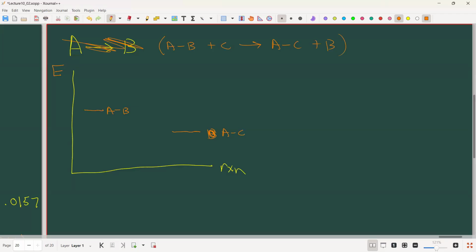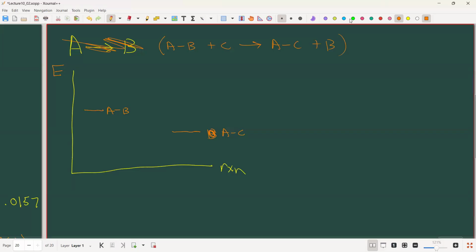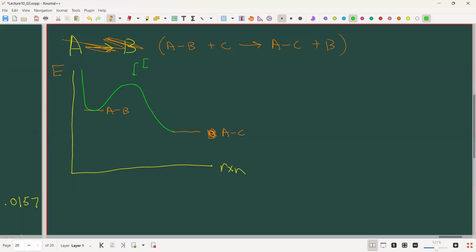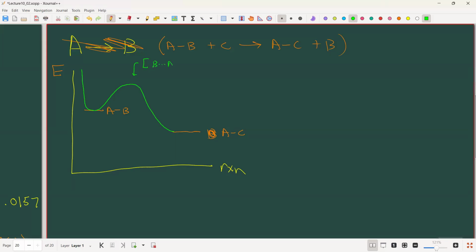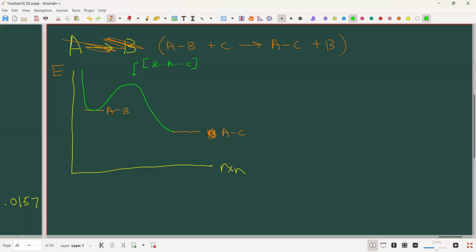But eventually, B and A are going to stretch so much that it breaks, and C is going to come in. Okay, so what we can imagine is that we have a potential energy surface that looks like a parabola, but as it starts to stretch, it rolls off, and then it decays like this. Okay, and so this is the transition state down here. This would be something that looks like B, A, C, right there in the middle.